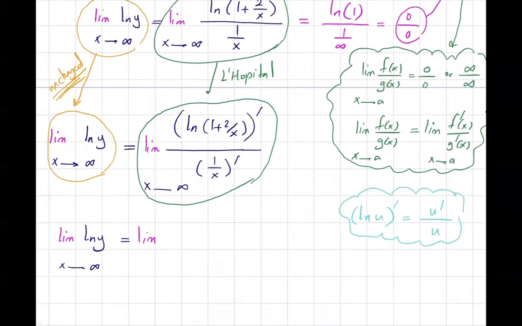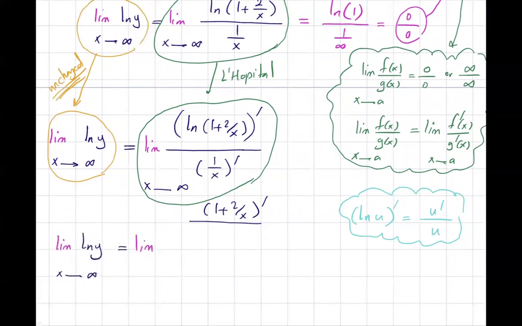Okay, so on my numerator, I have to apply the derivative of 1 plus 2 over x, divided by, write this guy down here. I need a little bit of space. Okay, this is better now. Divided by 1 plus 2 over x, divided by the derivative of 1 over x, which is negative 1 over x squared, and x goes to infinity.